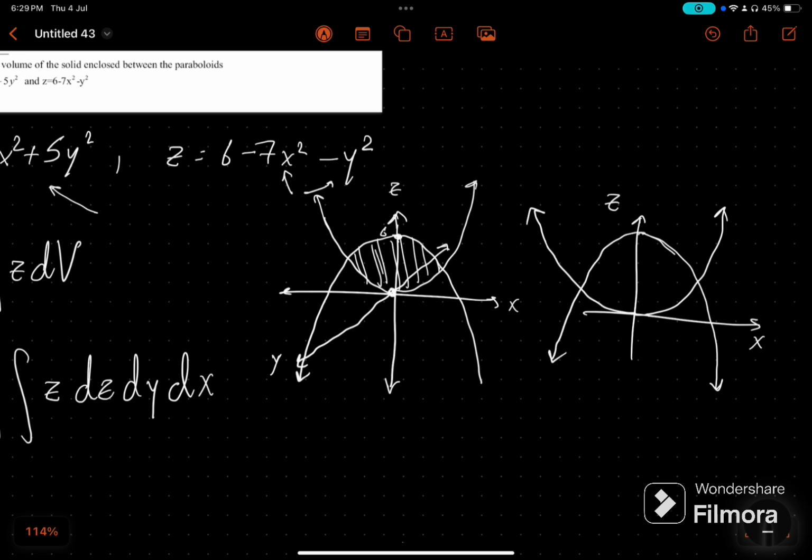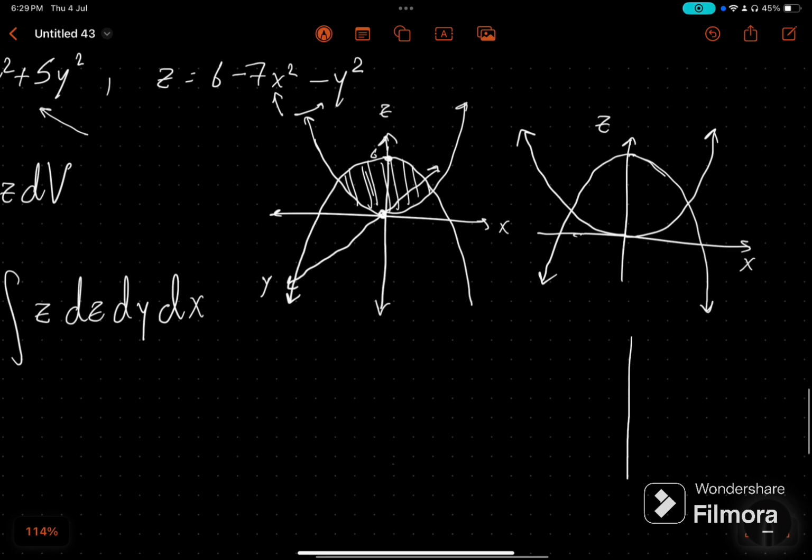Now this is in the xz plane. Now if you draw it in the xy plane, you can really see something different. The xy plane is going to be something like this. It's going to be like a circle in the xy plane.